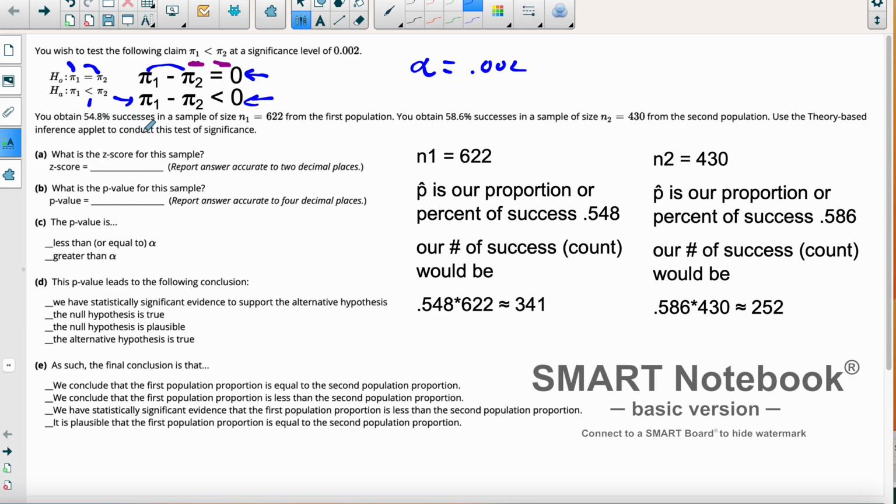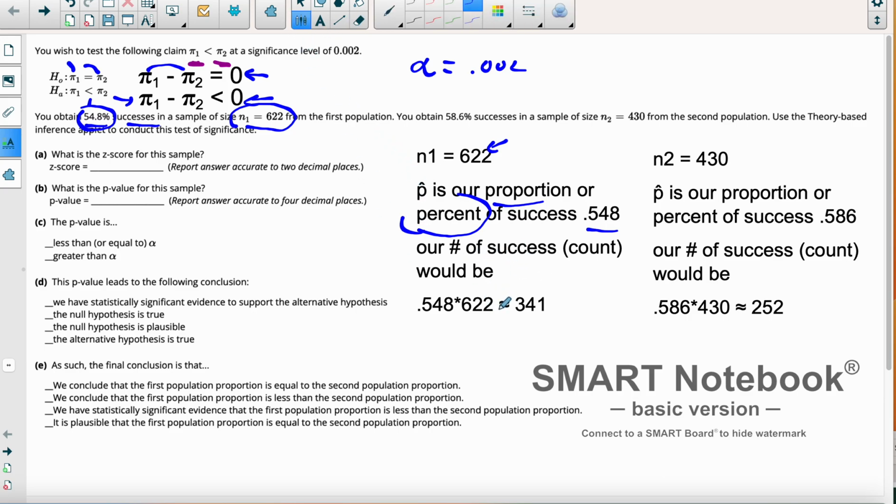All right, so it says you obtain 54.8 successes out of a sample size of 622. So we know our sample size is 622. What is this 54.8%? Well, that's our p hat. P hat is our proportion or our percent of success. We can write it as a decimal, 0.548, or in this case, it was written as a percentage, 54.8. So they gave us the p hat. That's really all we need.